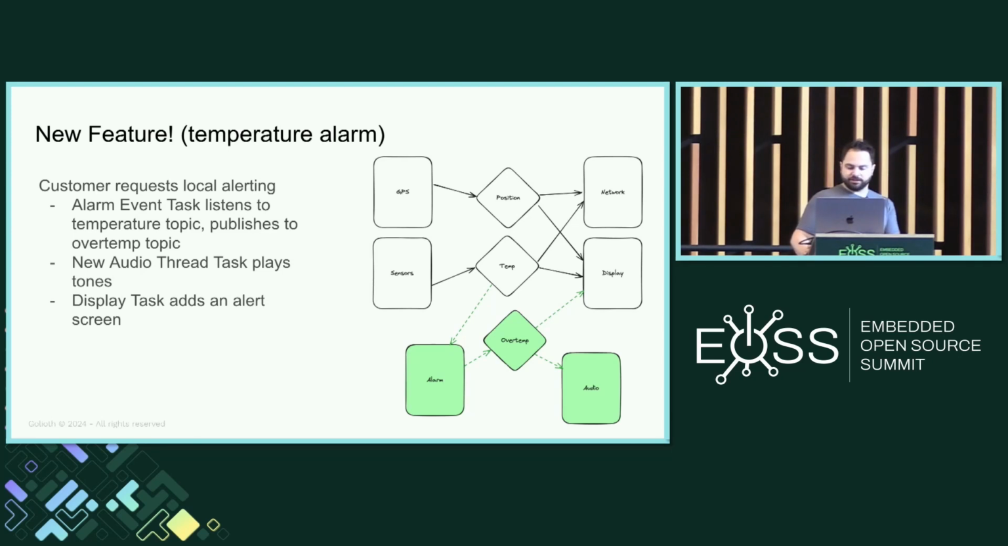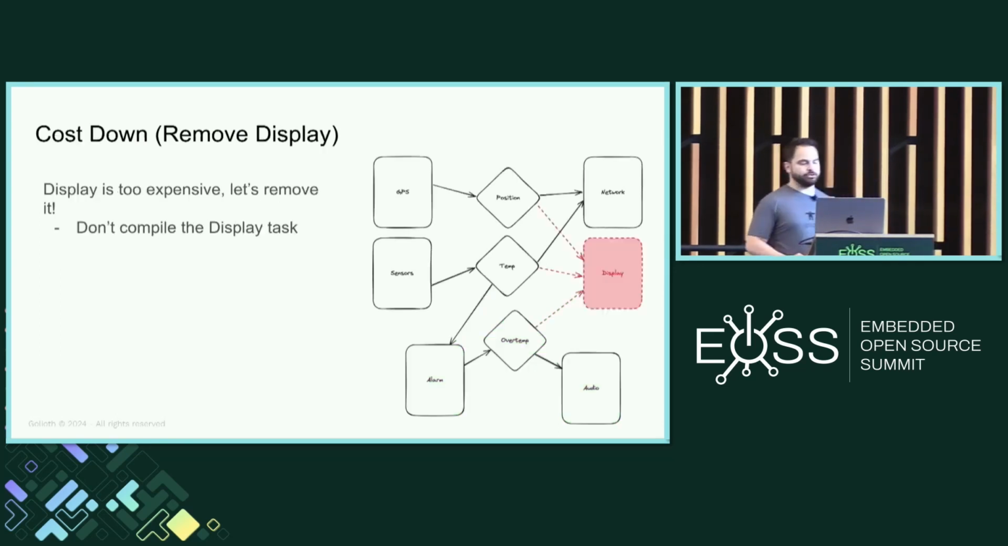The sensor thread is now sending data to the alarm task, but we didn't have to change anything in the sensor task. We didn't change a single line of code there. So that's kind of where this architecture shows its value. But I think it's even better when you delete something.